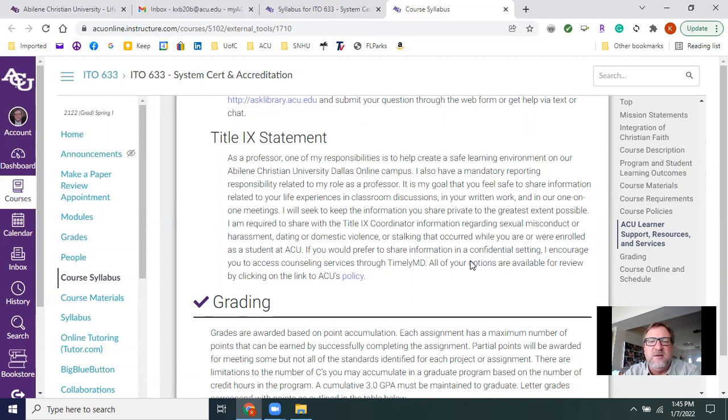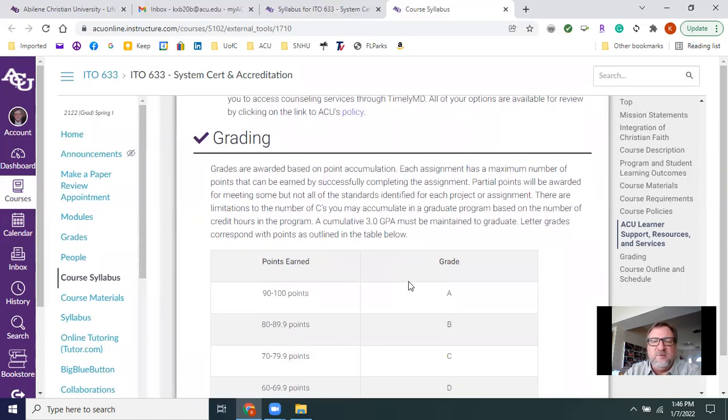I'm required to share with the Title IX coordinator information regarding sexual misconduct, harassment, dating or domestic violence, or stalking that occurred while you are enrolled as a student at ACU. If you would prefer to share information in a confidential setting, I encourage you to access counseling services with Timely MD. All your available options can be reviewed by looking at ACU's policy. There's a link here.